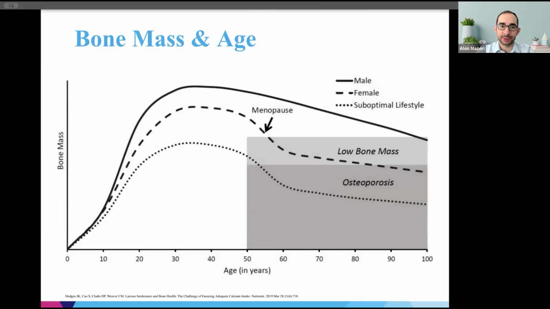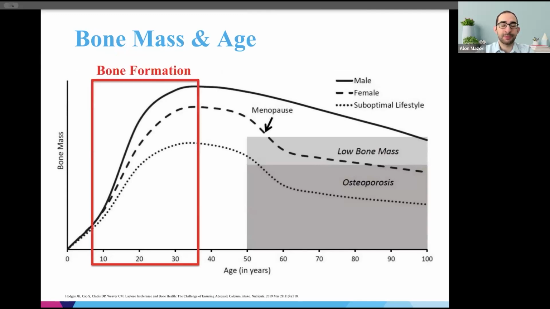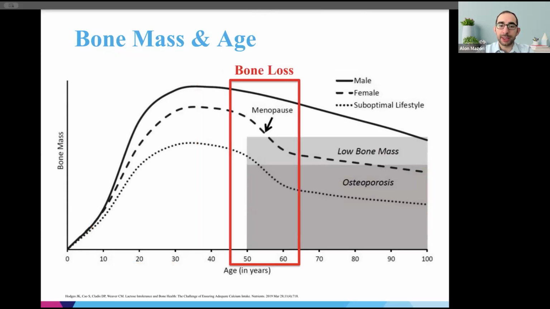If we take a look at how bone mass evolves over the lifespan, we'll see that there are two key phases. The first is in the first 3 decades of life, in which bone formation or modeling is taking place, and peak bone mass is achieved around age 30. And then in the later decades of life, there's progressive bone loss. If we focus on that arrow indicating menopause, we'll see that women experience a particular dip in their bone mass as a result of estrogen deficiency from menopause.